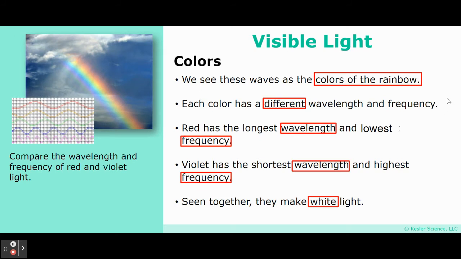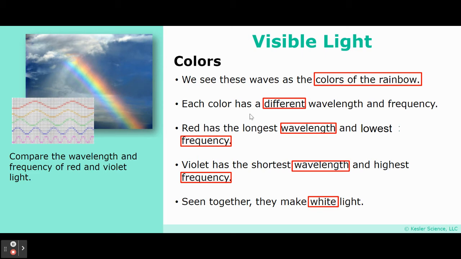All right, continuing to talk about colors. So we see these waves as the colors of the rainbow. So it's actually waves, and this is what we can see, right? That's what the visible light spectrum is. This is what visible light is. And that's just how our brain processes it and sees it in colors.